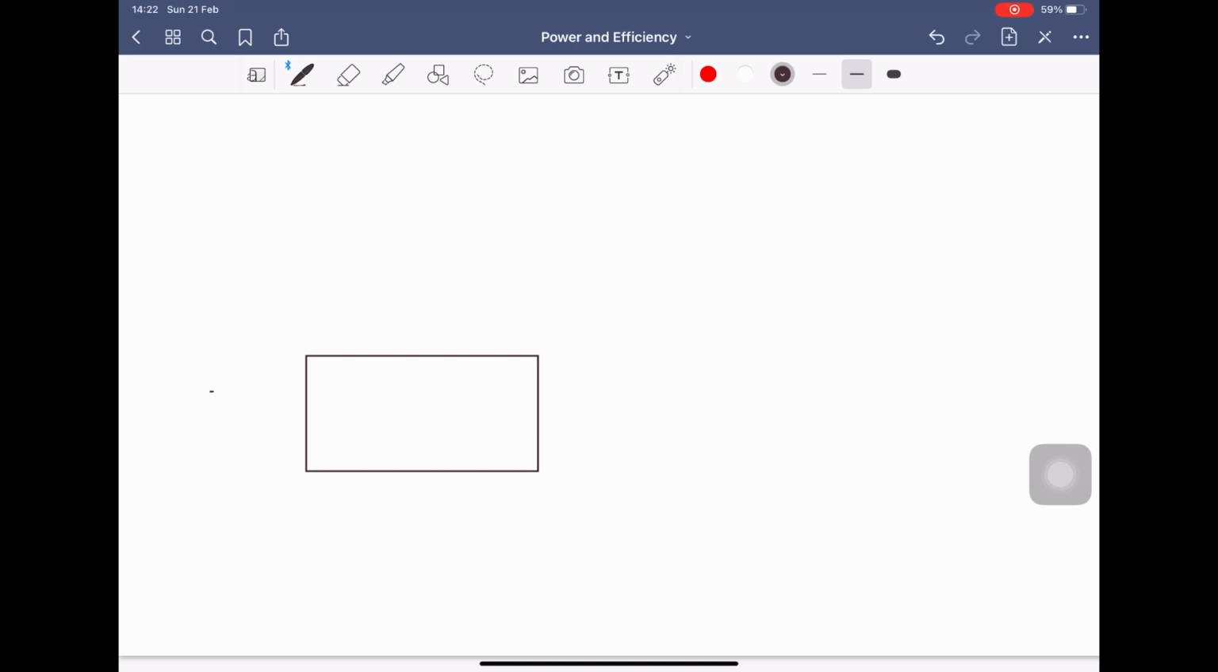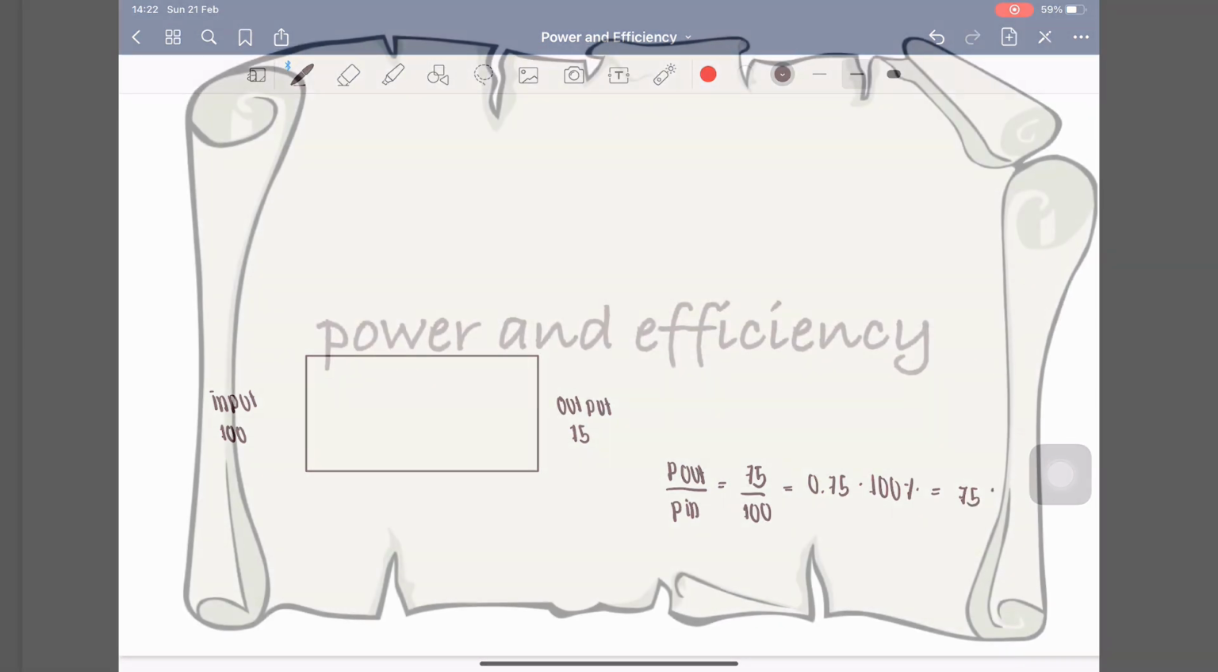To clarify, let's look at this example. So the input energy is 100, and the output energy will be 75. Then we write out the equation. As we can see, efficiency equals output power over input. The output here is 75 over 100, so it equals 0.75. To make it a percentage, we multiply it by 100, and this equals 75% efficiency.